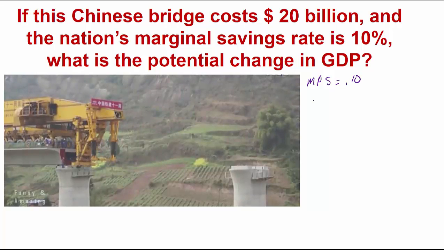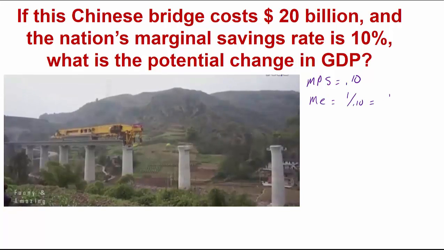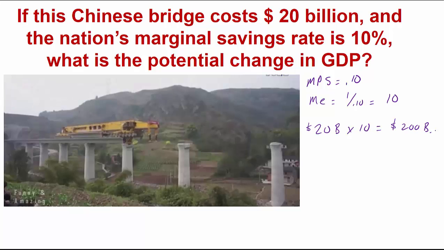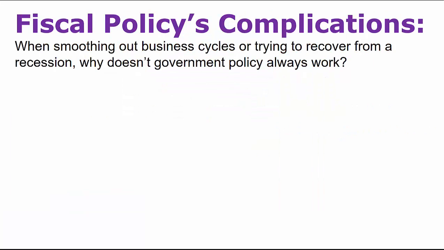Alright? That means their expenditure multiplier has to be 1 over 0.10, which is 10. So if they spend $20 billion times 10, GDP is going to change by $200 billion. Okay? So that's our review.